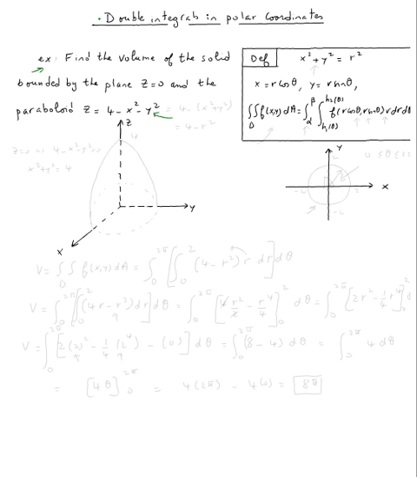We know this goes from 4, right? If you let z equals 0, you're going to get 4 minus x squared minus y squared equals 0. So x squared plus y squared equals 4. That would be the projection on the xy plane. In other words, you're going to have a disk with radius 2. So this is the projection.